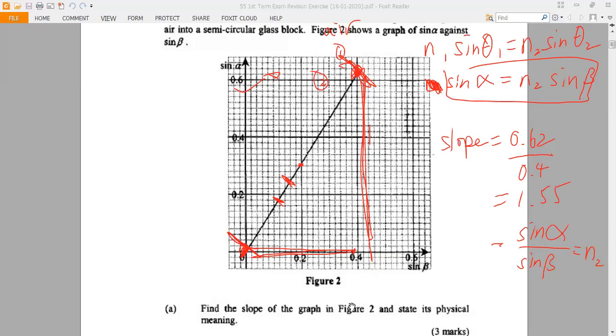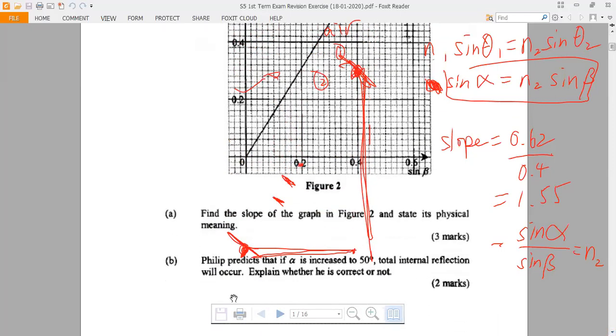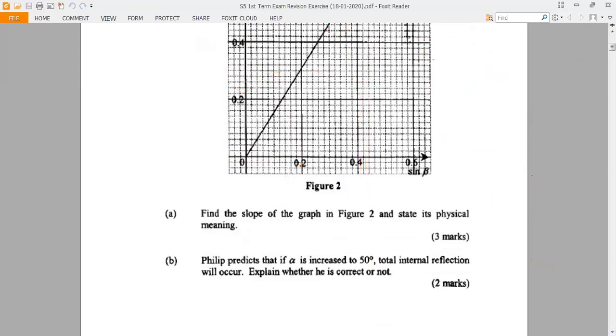So let's have a look on the second part. The second part is find the slope of the graph in figure 2. Oh, sorry, I did already. Well, let me clear the screen. There's a guy called Philip. He predicts if alpha exceeds 50 degrees, total internal reflection will occur. State whether it is correct.